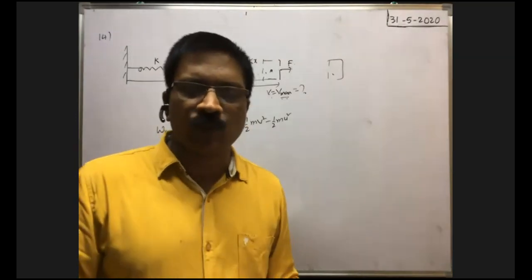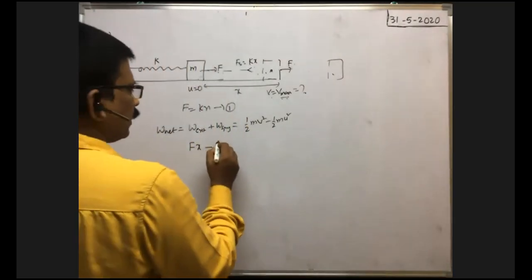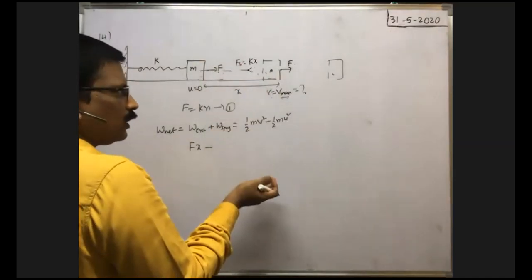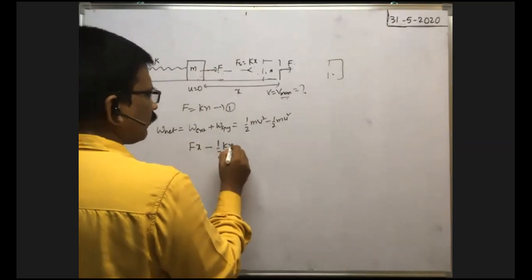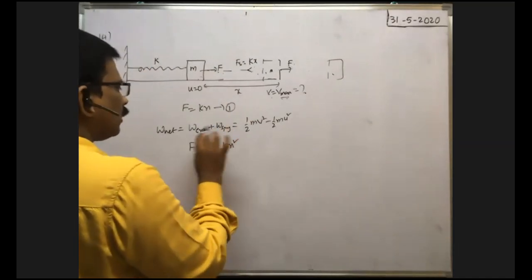Very good, half kx square. Energy stored in the spring is half kx square only. Work done by the spring on the block is also half kx square only. Half kx square. Very good. Here, this is the total work done or net work done.